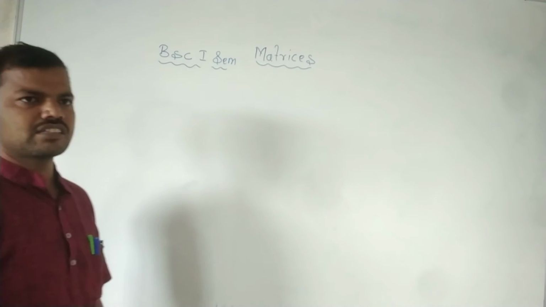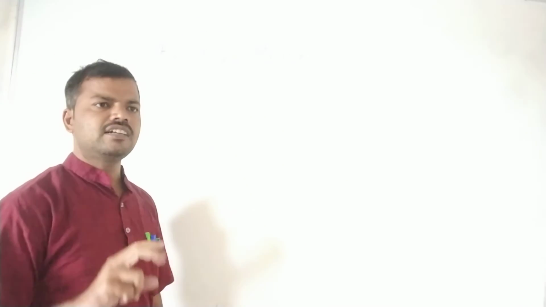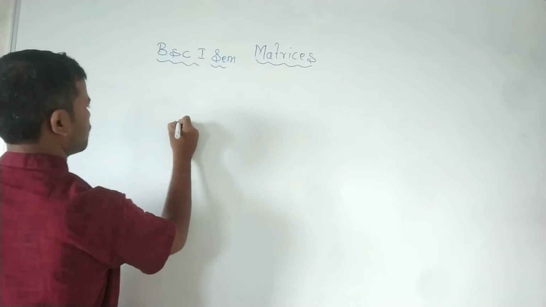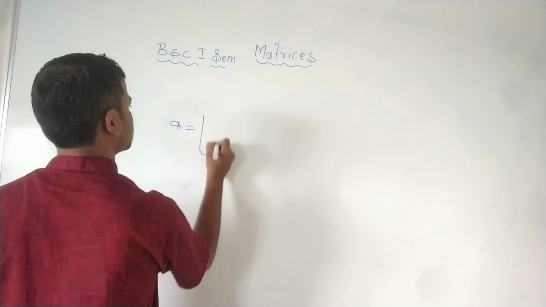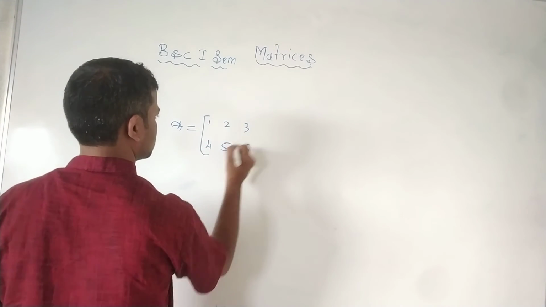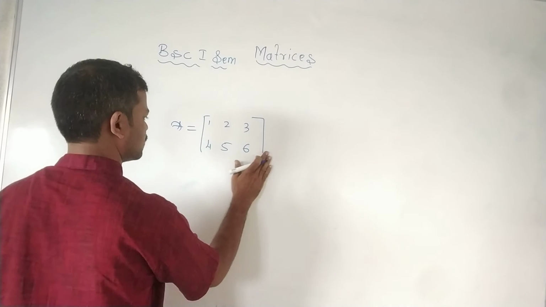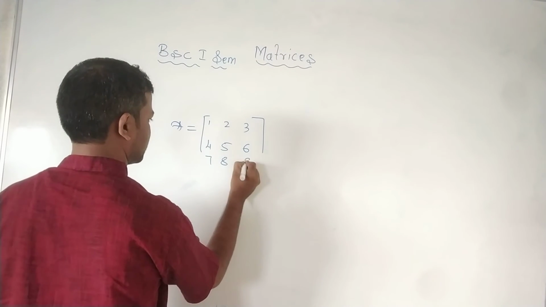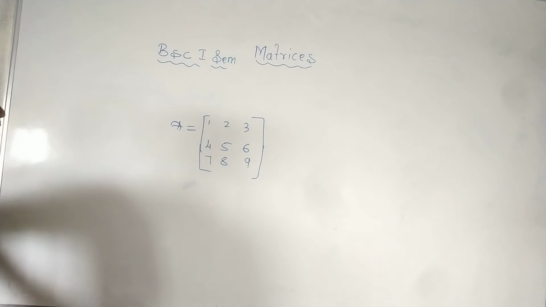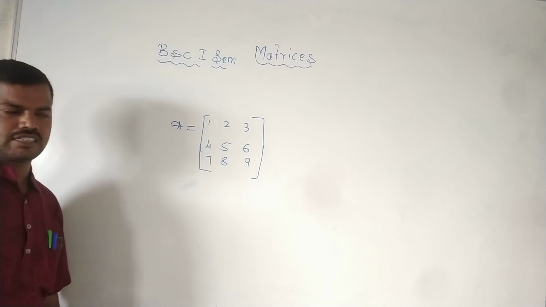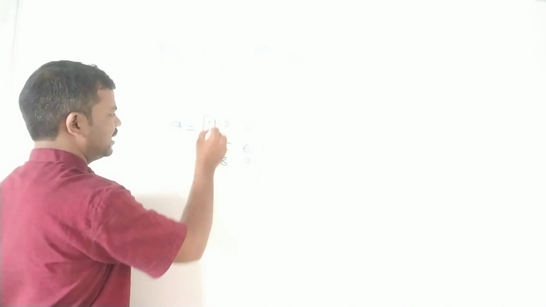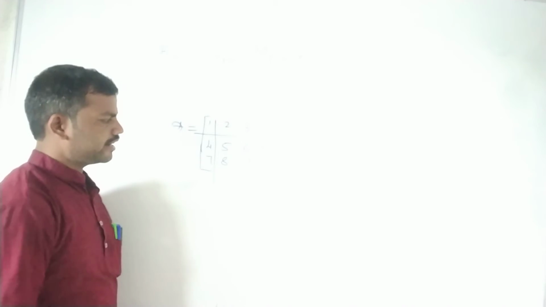What is the minor of a matrix? The determinant obtained by deleting rows and columns. For example, suppose A is a matrix 1 2 3, 4 5 6, 7 8 9. If we have a square matrix, find the minor of the elements of the matrix. How do we find the minor of the elements? By deleting that row and column, what is the determinant?